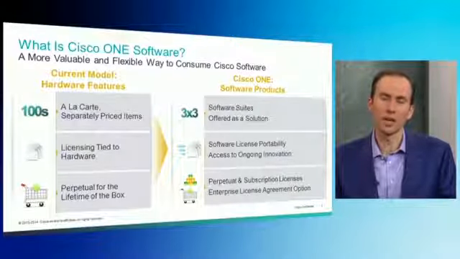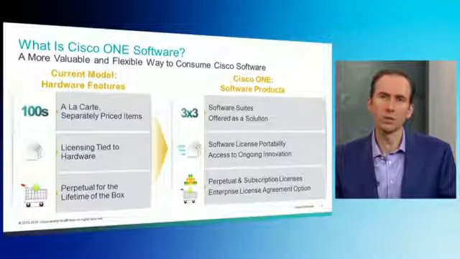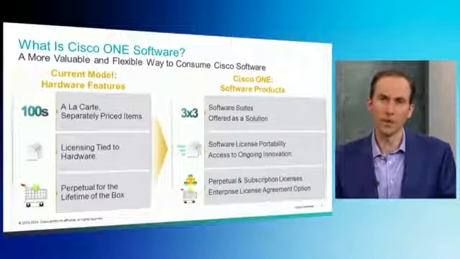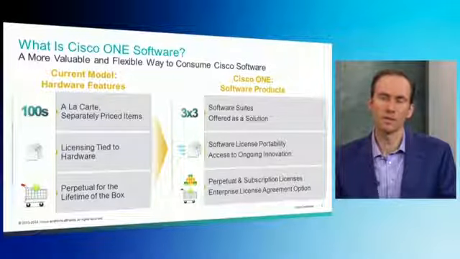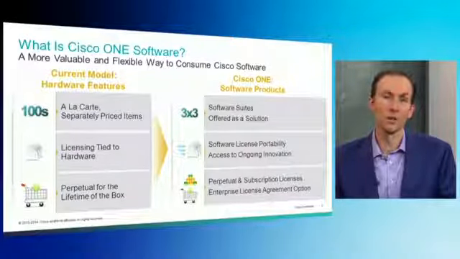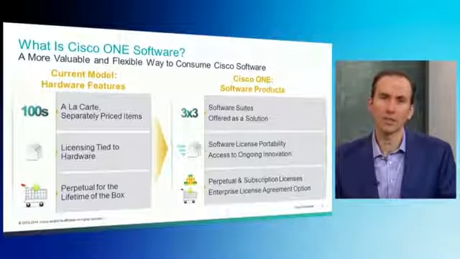So 3 things change. Number 1, we're moving from having hundreds of individually licensed, sold, and priced software features that are attached to our devices to having a simplified set of software suites. Those suites will cut across the data center, the wide area network, and the access domains, and they'll be offered as a solution for our customers. So that's key change number 1.